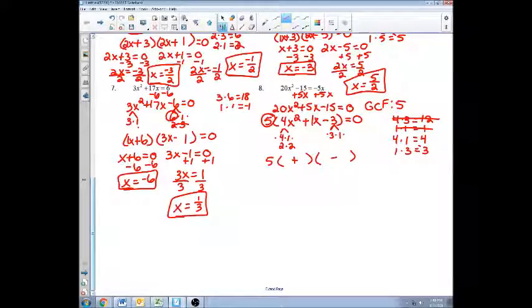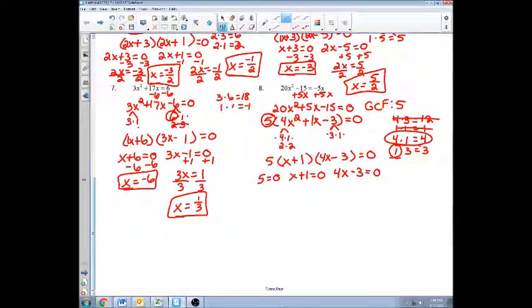So again, I need to be careful here. Because it's 4 times 1, I need to make sure that my 1 is positive, which means my 4x would go on the inside. Then I'd have x on the outside because I had 1 times 3. Those will go on the outside. From here, I need to set everything equal to 0. So 5 would equal 0, x plus 1 would equal 0, and 4x minus 3 would equal 0. That is my zero product property.